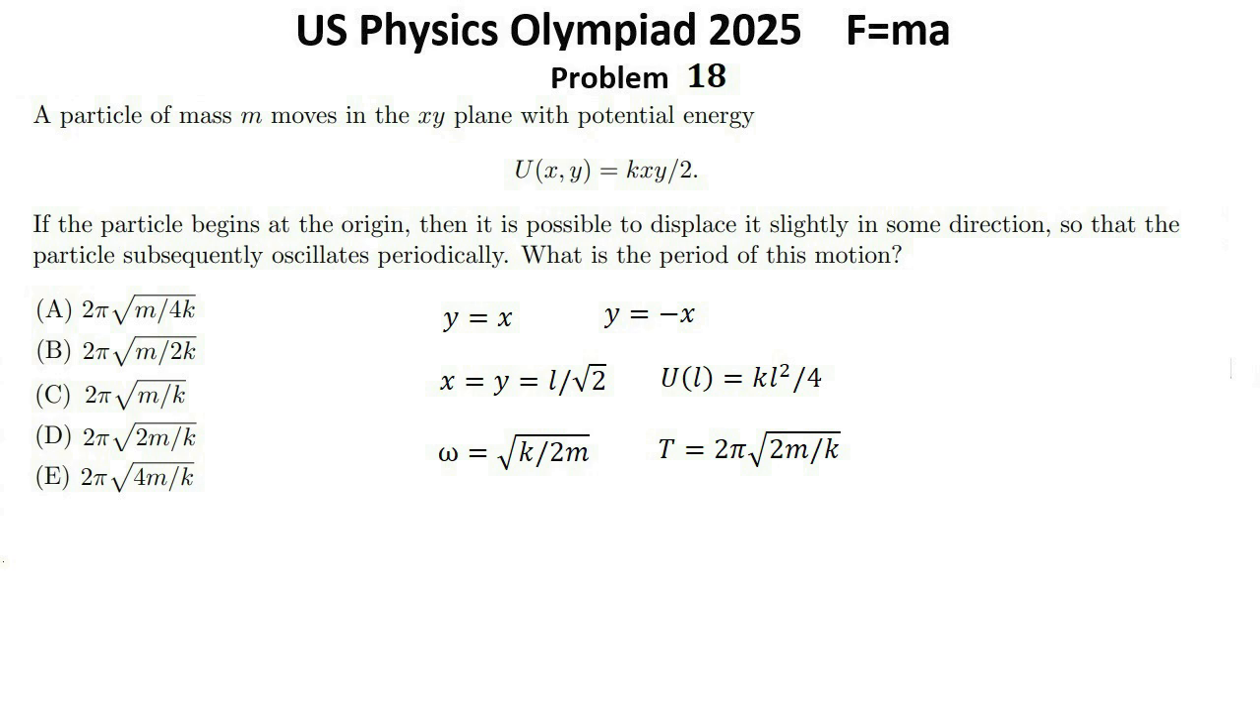So the angular frequency omega is equal to the square root of k over 2m. And the period will be 2 pi multiplied by the square root of 2m over k. This is the answer D. And that was the solution to problem 18.